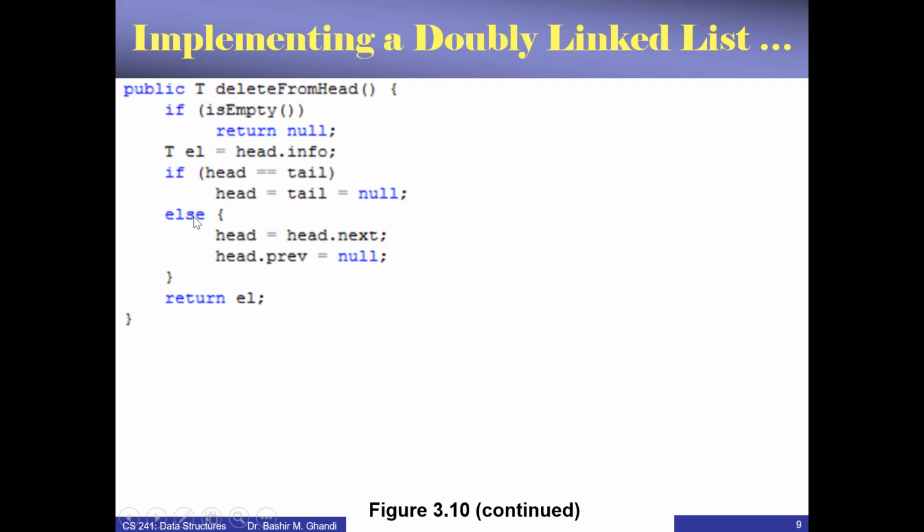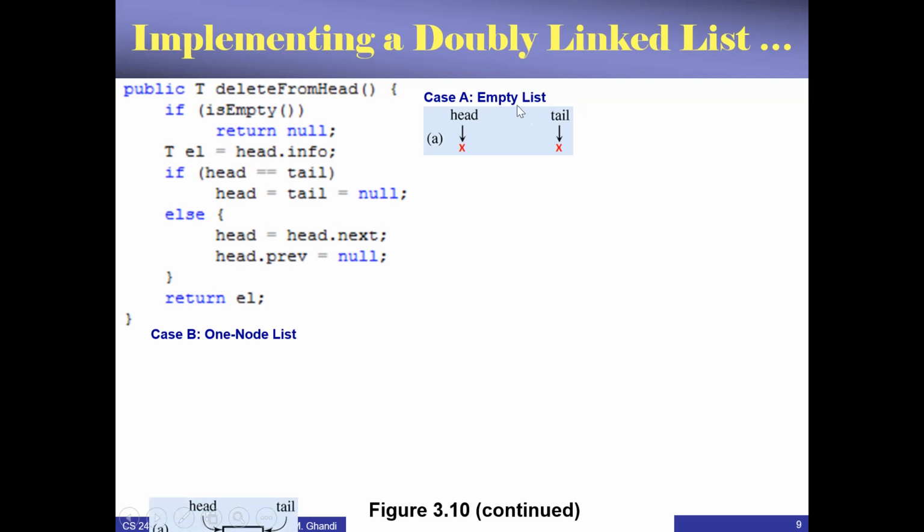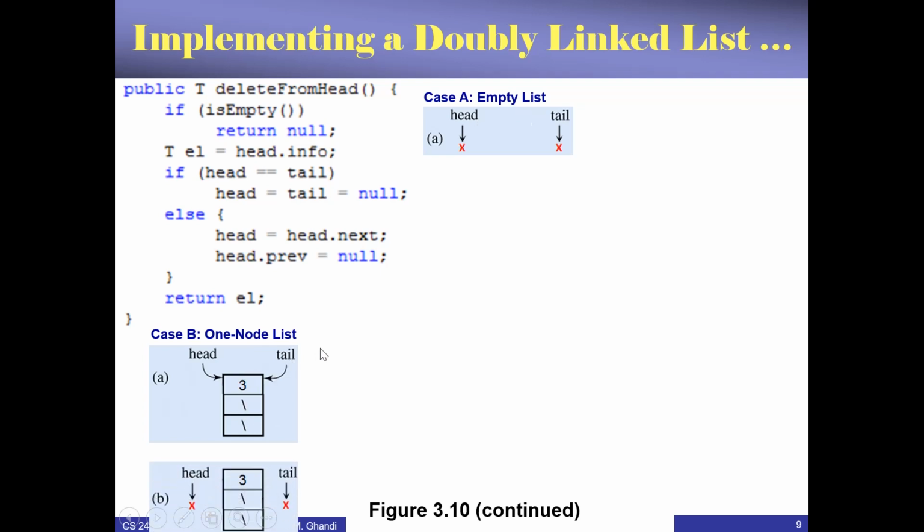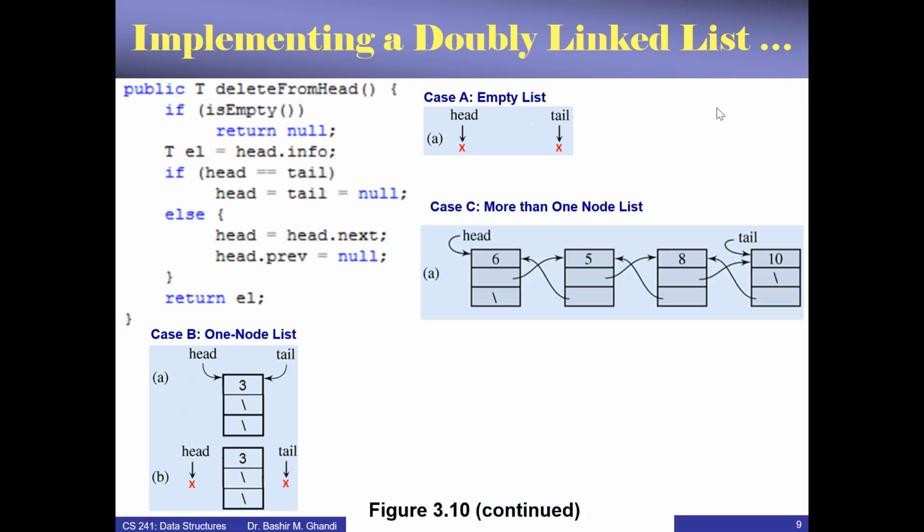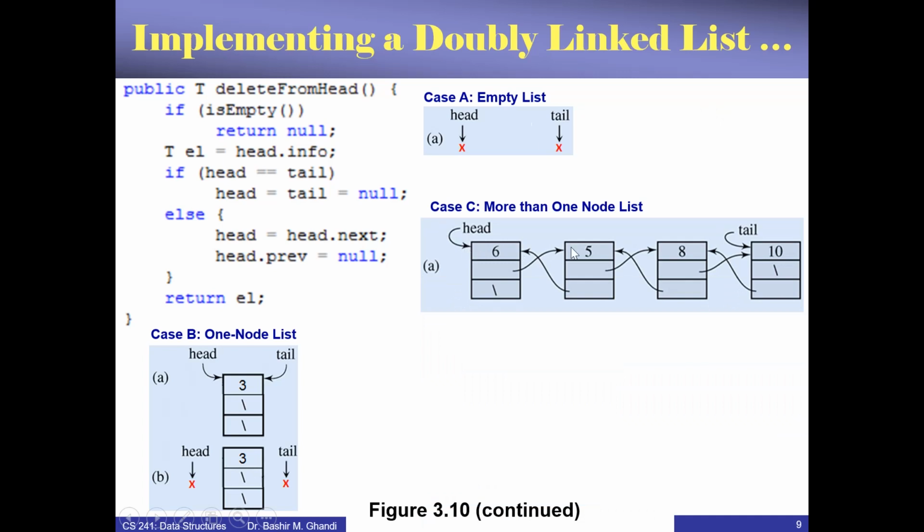But otherwise, what do we do? I should have been showing you the diagram. They are exactly as we saw in singly, nothing much. If it's empty, nothing to do. If it is only one node, just set both head and tail to be null. The third case is where we have some nodes already and we still want to delete this first node.